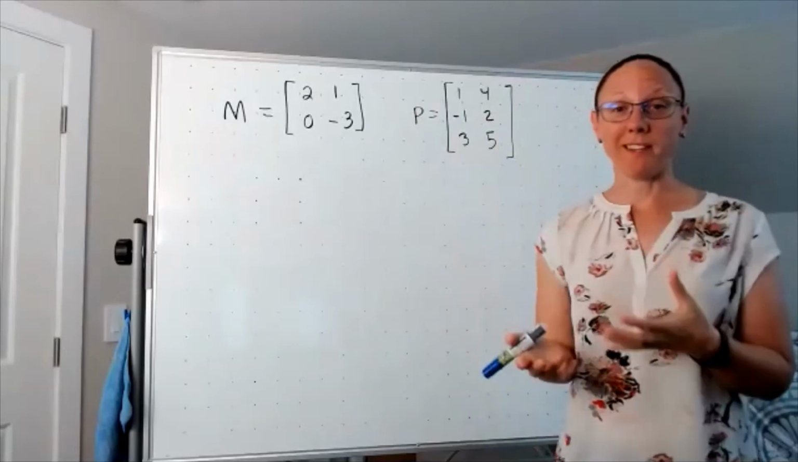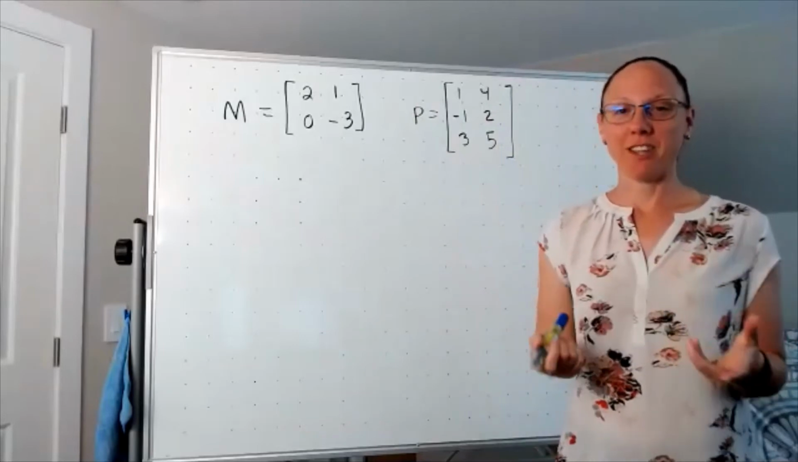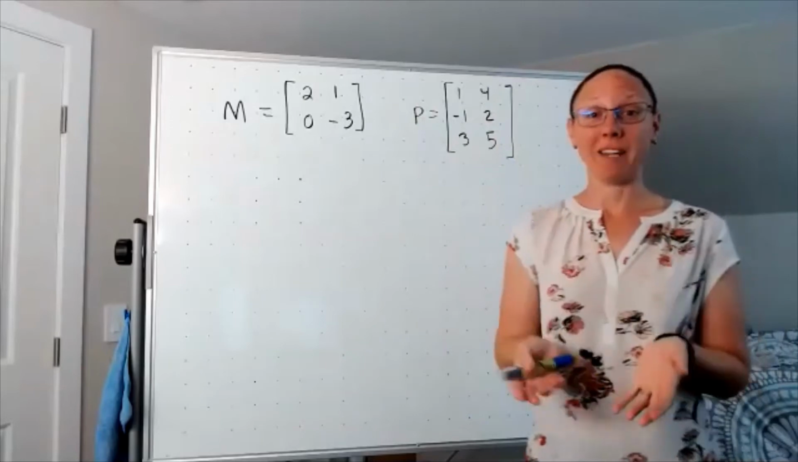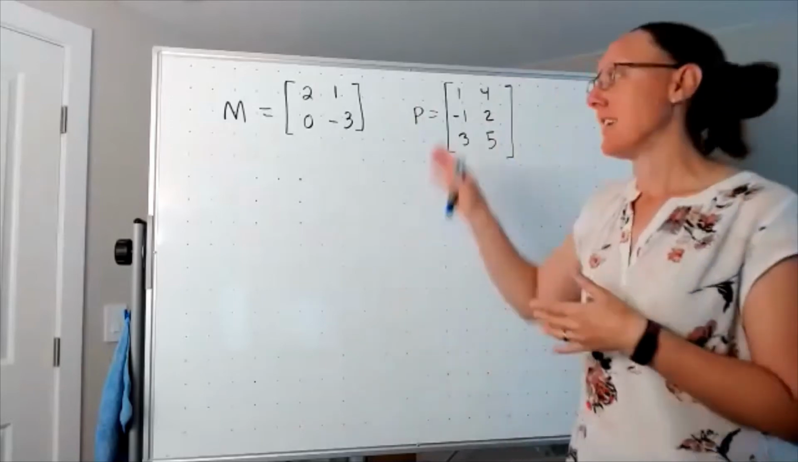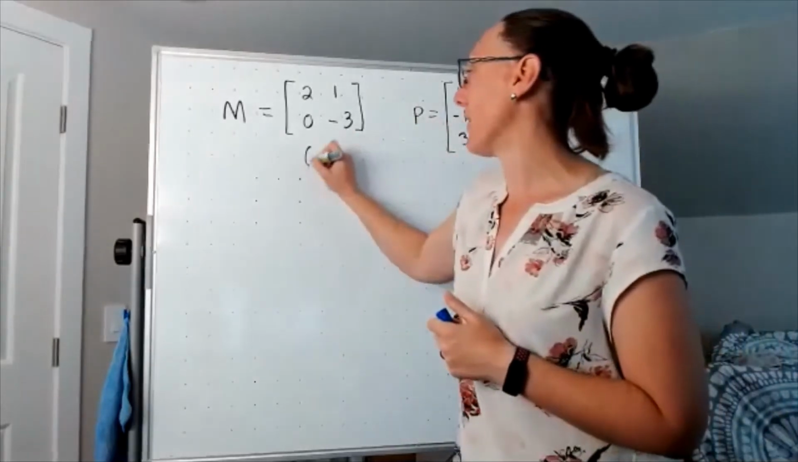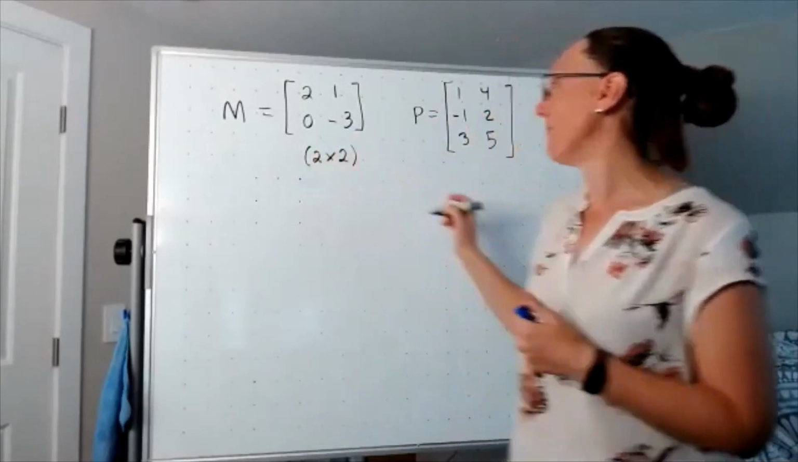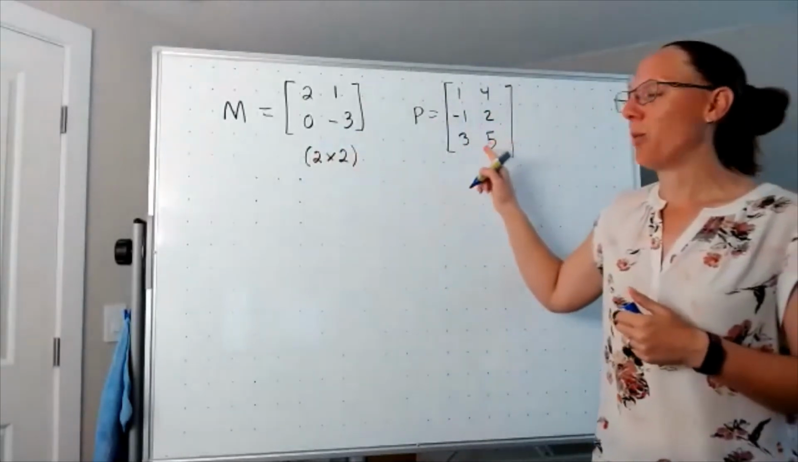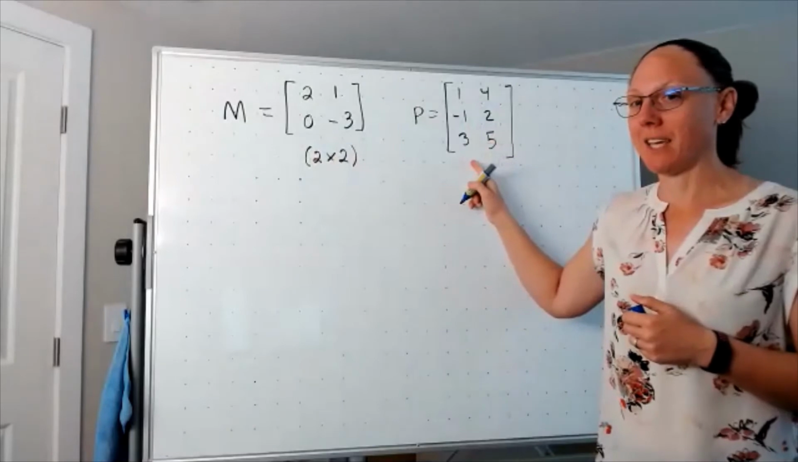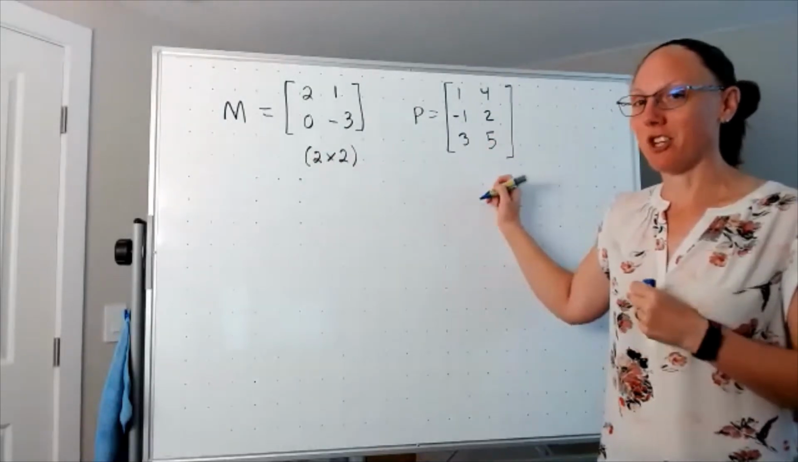If I want to multiply these two matrices, the first thing I need to know is what the dimensions of the two matrices are. My matrix M here is a 2 by 2 matrix. And what's the dimension of P? You can type it in the chat.